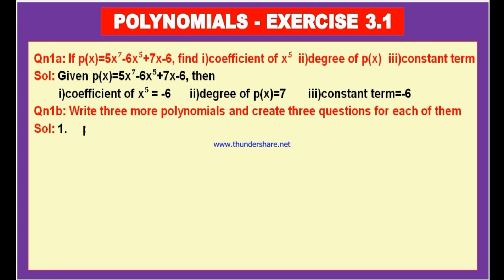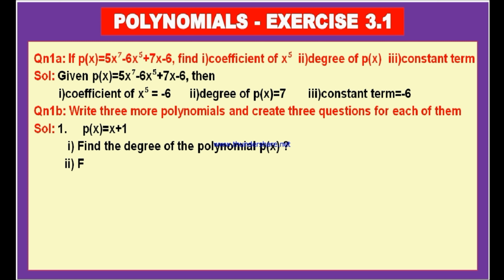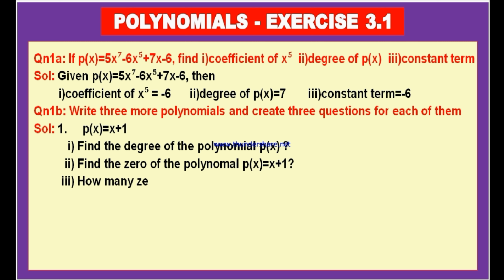Here is the solution. Let us write the first polynomial, p of x is equal to x plus 1. It is a linear polynomial. Now we have to frame 3 questions for this polynomial. You can frame any type of questions. For example, find the degree of the polynomial p of x. That is the first question. And second question, find the 0 of the polynomial p of x is equal to x plus 1. And the third question, how many zeros can you find for the given polynomial p of x is equal to x plus 1?